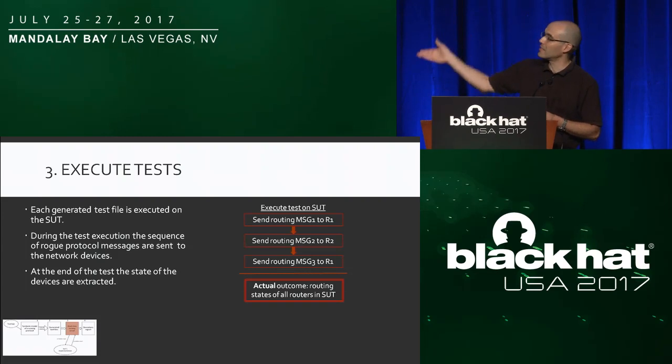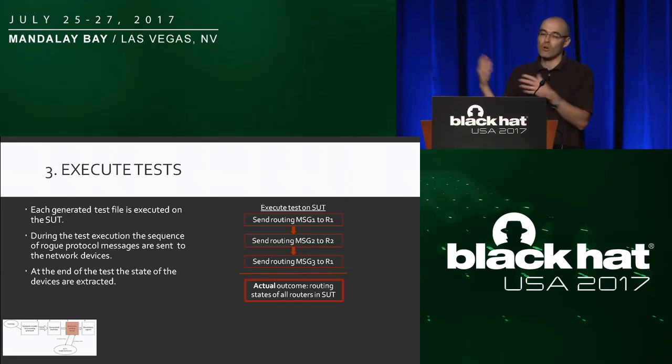Now, at the third step, we execute those test cases on the real network. We take, again, the example test case I showed earlier and send the necessary messages to each and every router in the real network this time. And after I send all these messages in the real network, I get the actual outcome, which is all the routing states for all the routers in the real actual routers.